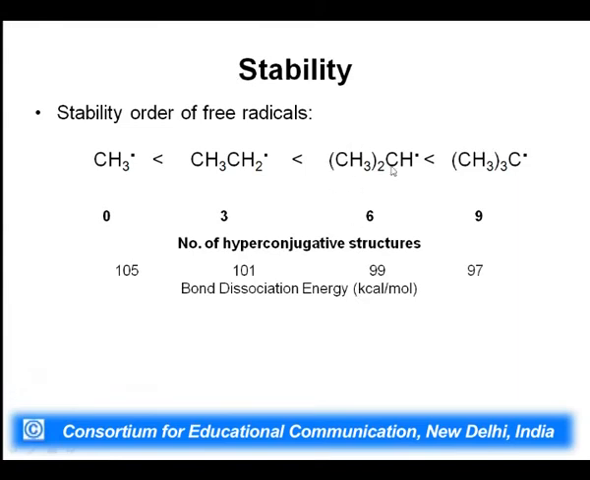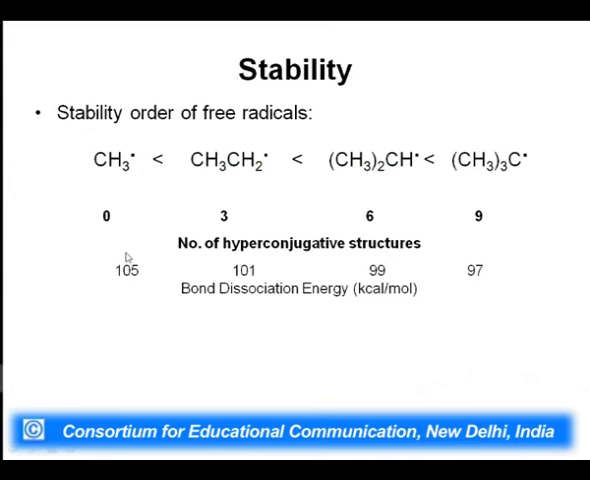Hence, this isopropyl radical is more stable than the ethyl radical because of more hyperconjugative structures. Again, the tertiary butyl radical has 9 structures by virtue of 3 methyls, and hence it would be the maximum stabilized radical among all of these, and the methyl radical does not have any hyperconjugation. So, it is the least stabilized form.